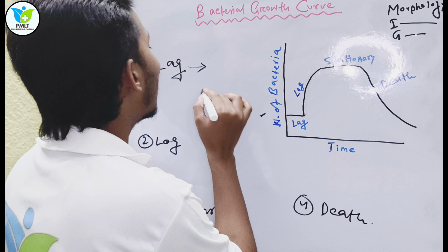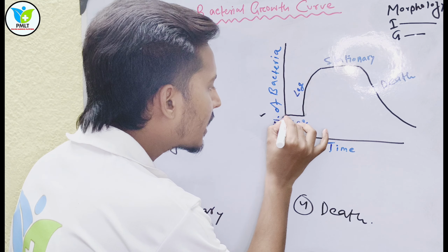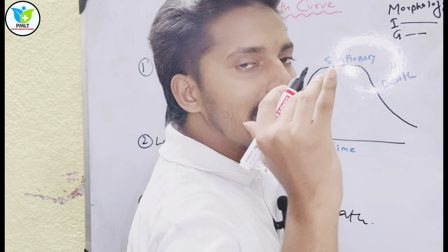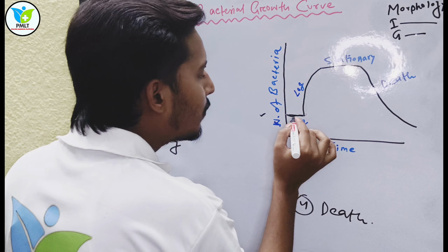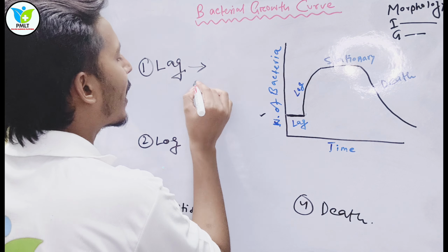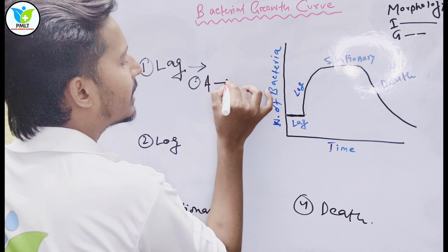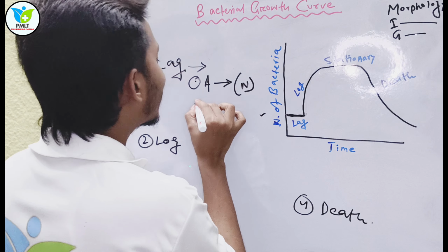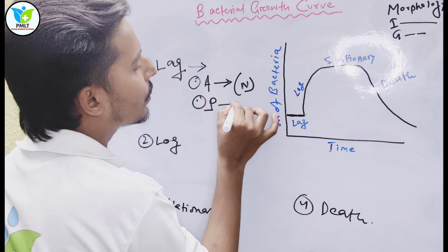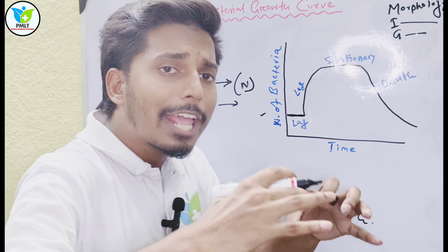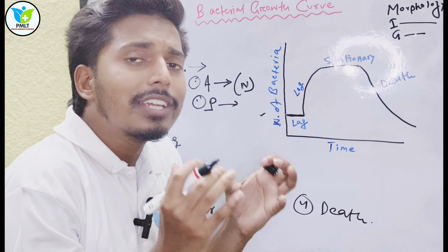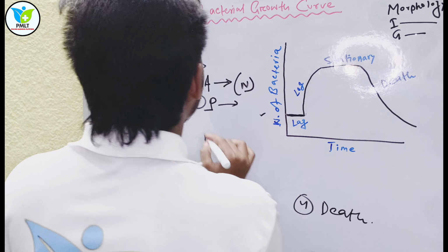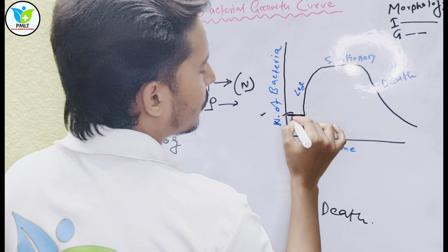See, first is the lag phase. In the lag phase, if you are noticing here, no growth is occurring. In the lag phase, bacteria are accumulating their effort, accumulating all kinds of nutrients for bacterial growth. Second is the preparation for growth. That is the lag phase. Here, bacteria are accumulating their ingredients and preparing for growth. These two things are occurring in the lag phase.